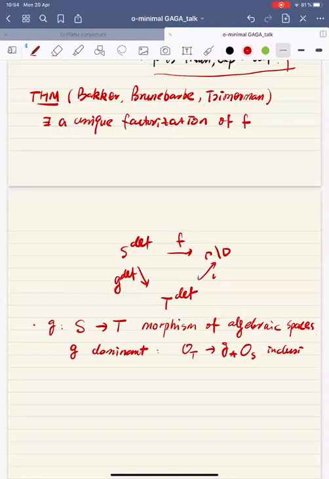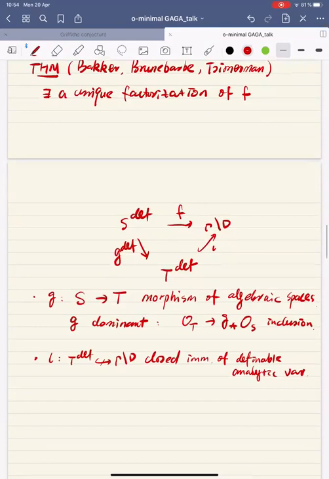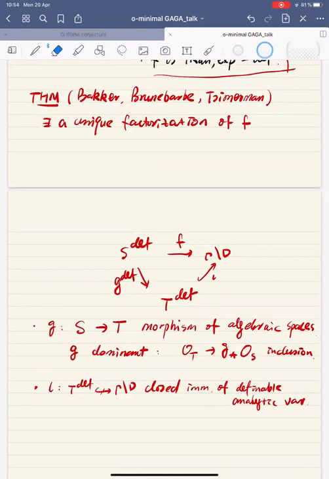And now iota is a closed immersion of definable analytic varieties. And this is the first part of the theorem.